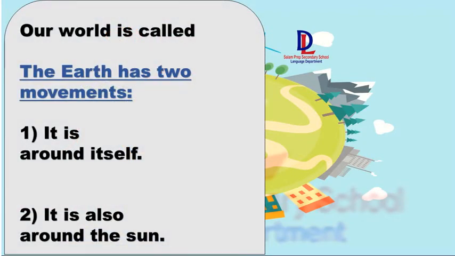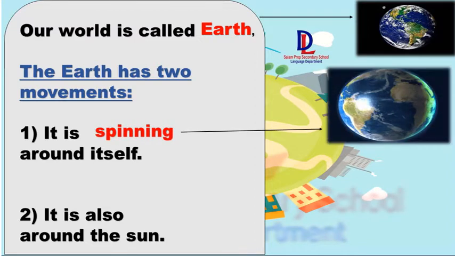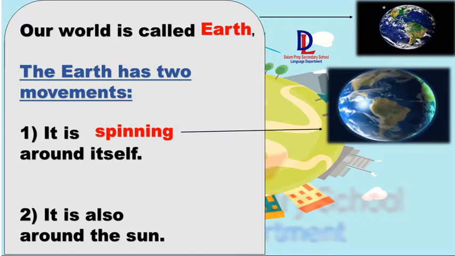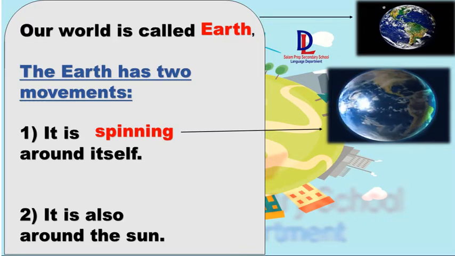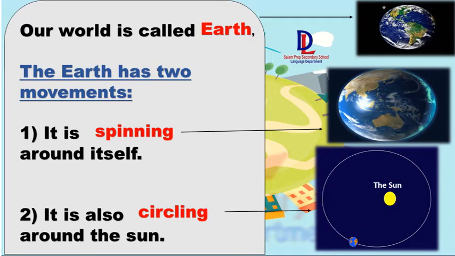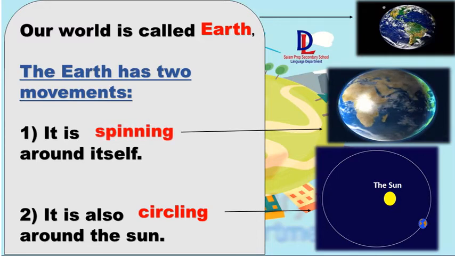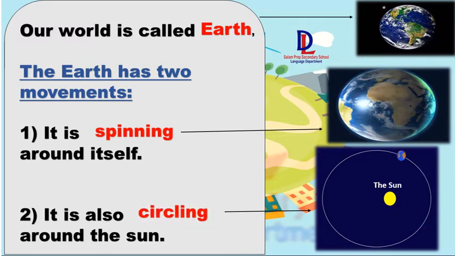Our world is called Earth. The Earth has two movements. It's spinning around itself. Second movement, it's also circling around the sun.